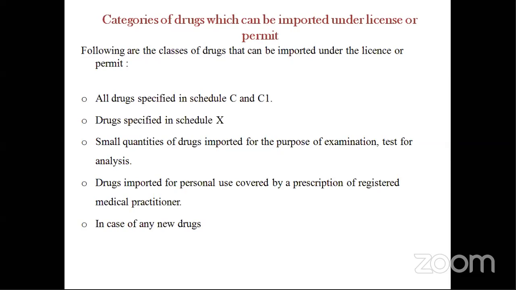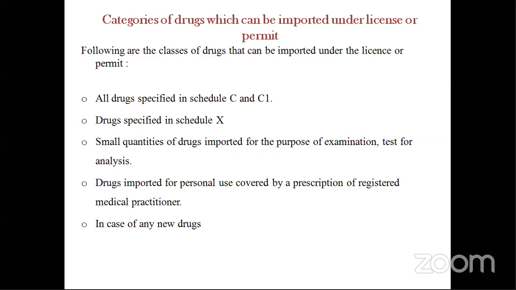Now, this is the most important criteria in case of Schedule C, C1, and Schedule X. When a small quantity of drugs is imported for the purpose of examination or test for analysis, the company first takes a sample. You should specify that this amount of drug we should get from the exporter. When this request is sent to the exporter country, they send a sample amount of drugs. When the importer country takes the sample amount of drugs, they go for test analysis.